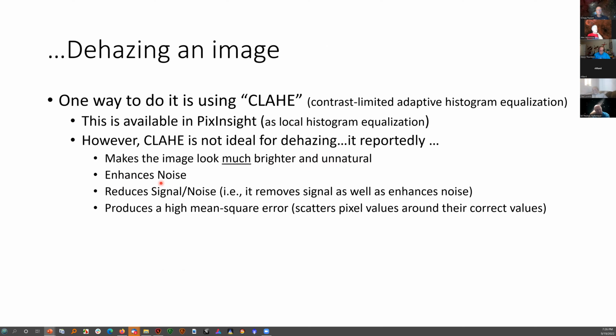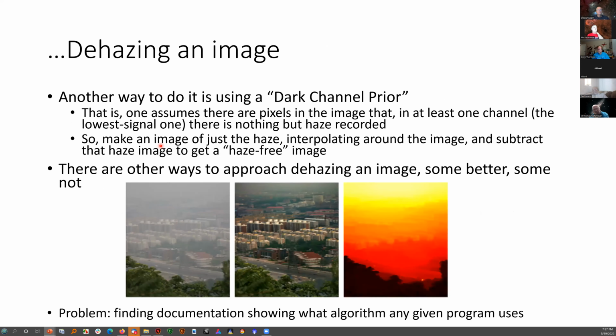It enhances noise. It reduces the signal to noise ratio and produces a high mean square error that is scattered about the true pixel values in the image. I don't know about you, but none of these things sound particularly good to me. So I haven't used this in ages. I never really liked the way it made my images look. But it's commonly used because it's easily available. There are other ways to do it. There are a lot of other ways.